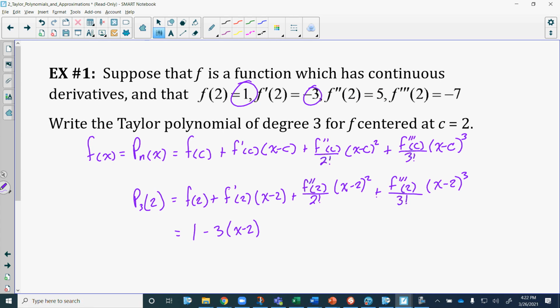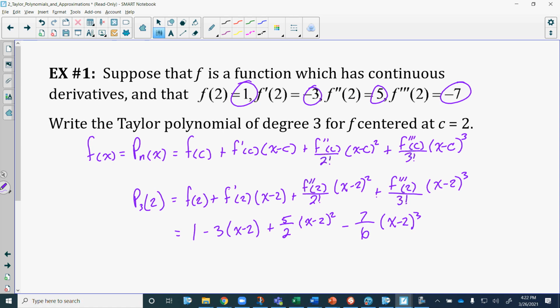And then we go on to the next one. F double prime of 2 is going to be a 5, so 5 over 2 factorial is what we wind up with. So plus 5 over 2, since 2 factorial is just 2, times x minus 2 quantity squared. And then finally we substitute the negative 7 for f triple prime of 2. So this will be minus 7 over 6, since 3 factorial is 6, times x minus 2 quantity cubed.